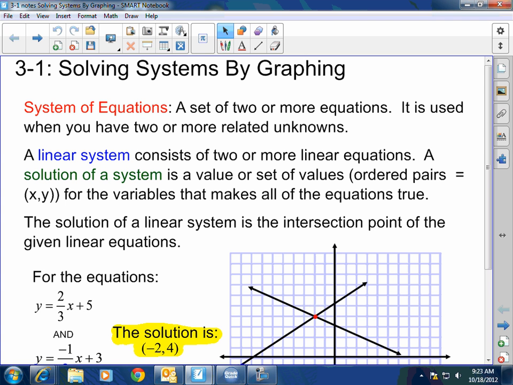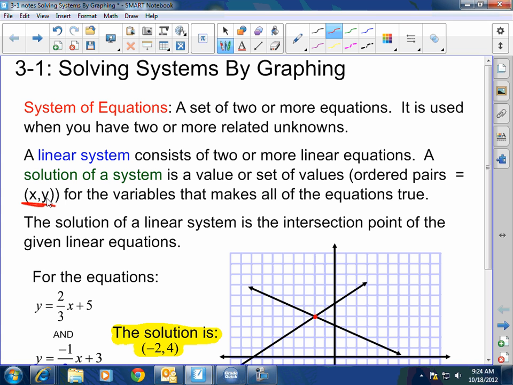Now, a linear system is a system that consists of two or more linear equations. A solution of a system is a value or set of values, the ordered pairs, which remember, that's the x, y, for the variables that make all of the equations true. So for example, if I've got a system and I say that the solution is (2, 5), when I plug that (2, 5) into both of the given equations, it will make both of the given equations a true statement. That's what makes it the solution of the system.